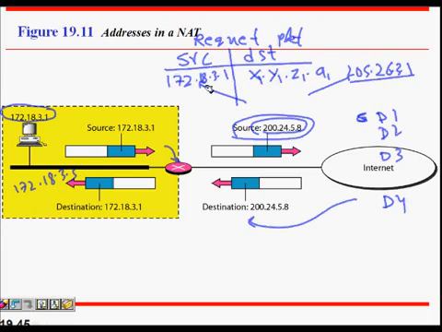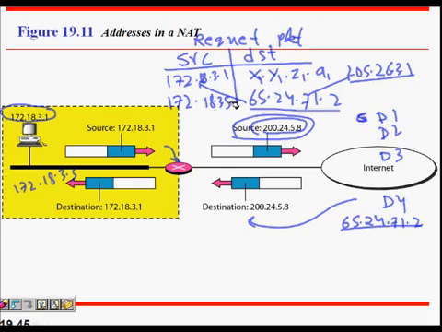Okay, so for example, let's say 172.18.3.5 is sending to D4, which has an IP address of 65.24.71.2. When I send a packet again, the source will become the IP address of the NAT, so the source will be 200.24.5.8, but the destination will be this, and I will put an entry here: 172.18.3.5, and here 65.24.71.2. So when the reply comes back, the source address is this, and from the NAT table I will find that this is the corresponding internal address to which I have to send, and I will send it.